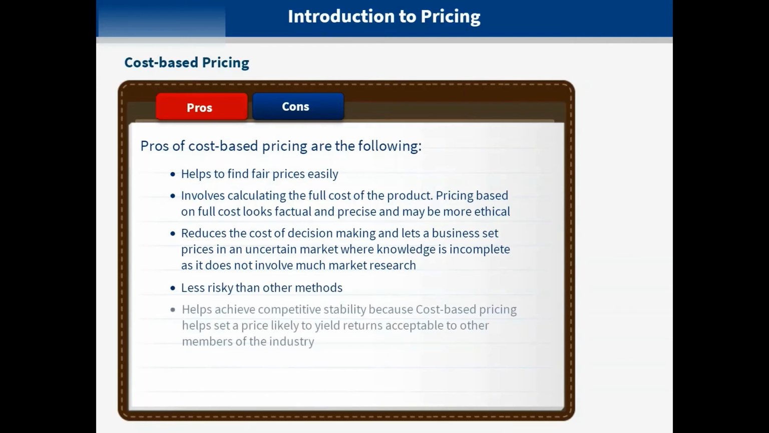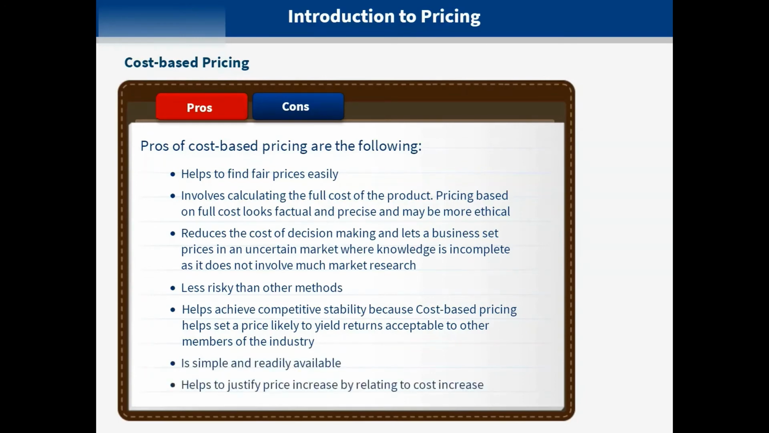It is less risky than other methods. It helps achieve competitive stability because cost-based pricing helps set a price likely to yield returns acceptable to other members of the industry. It is simple and readily available, and it helps justify price increase by relating to cost increase.